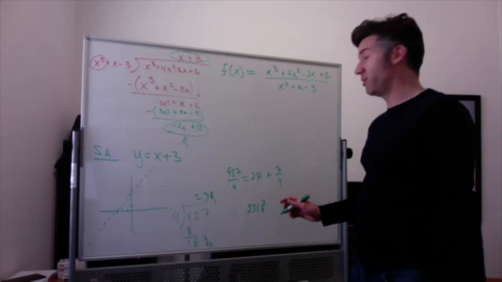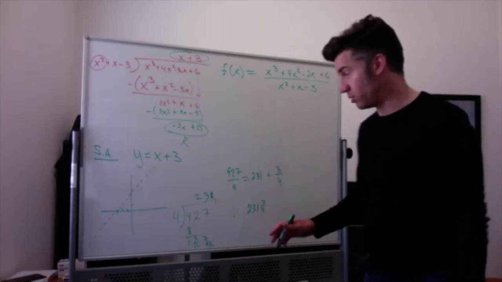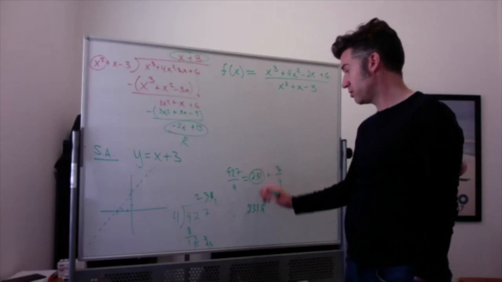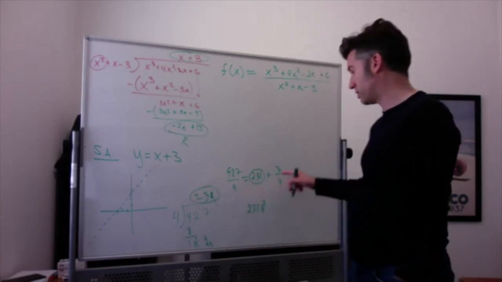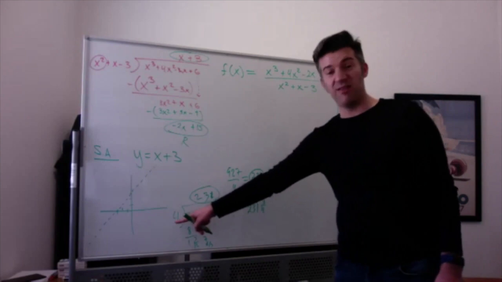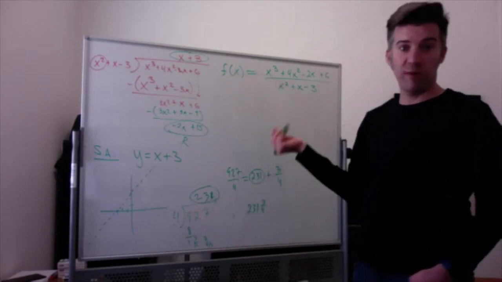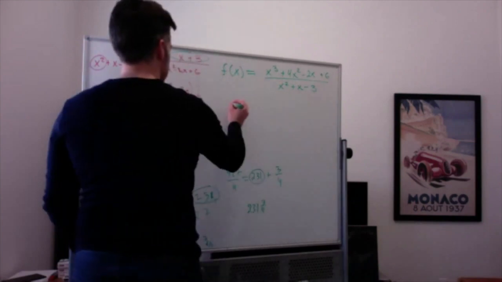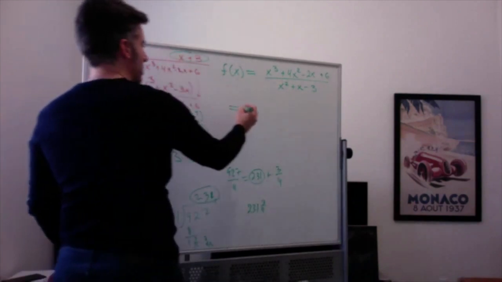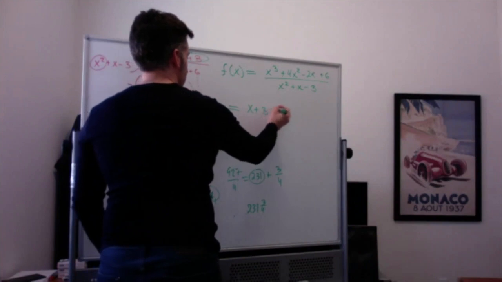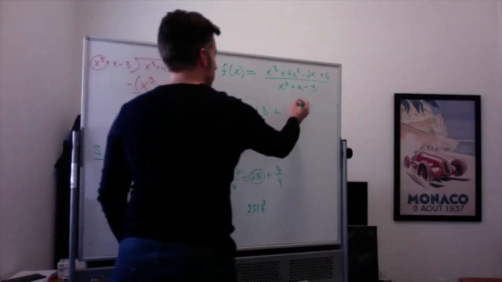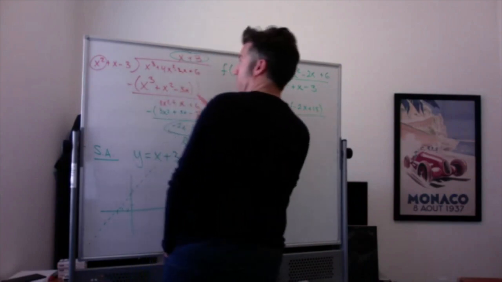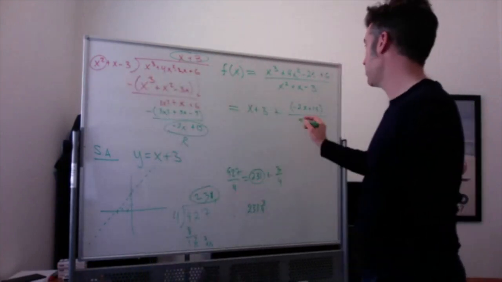But the point is that when you do division, when you divide the top thing by the bottom thing, you can write it as the quotient, this right here, plus the remainder divided by the divisor. The same is true for polynomial division. I can rewrite this function as the quotient x plus 3 plus the remainder negative 2x plus 15 divided by the divisor, x squared plus x minus 3.